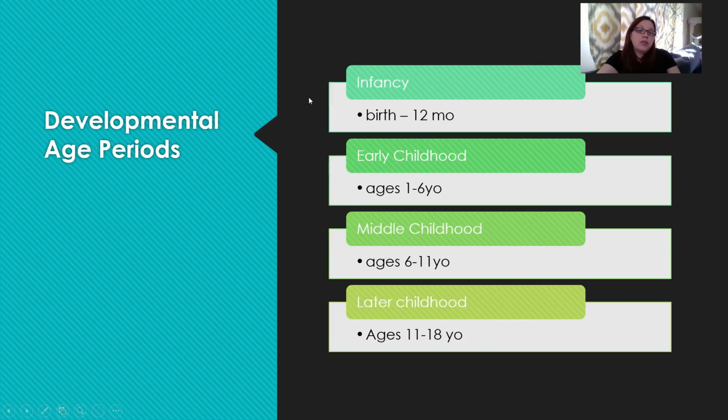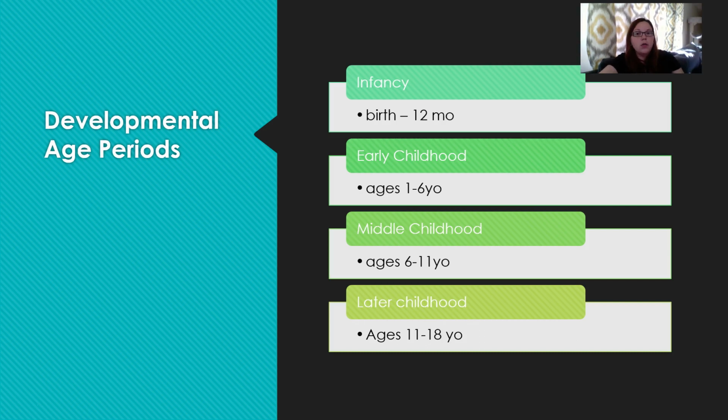And so infants, you know, your new ones, your freshies, you've got newborns in there. And this goes up to their first year, so birth to 12 months. Early childhood encompasses the toddler age group and the preschooler age group. So that's ages 1 to 6. Middle childhood, that's going to be your school age child from 6 to 11. And then later childhood, which is actually adolescence, 11 to 18.